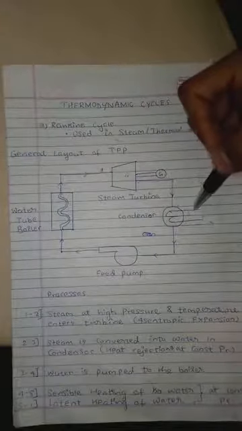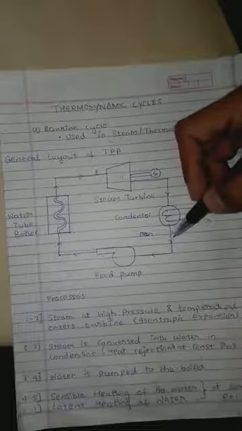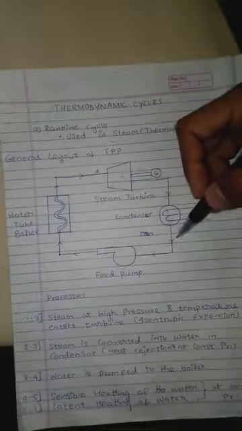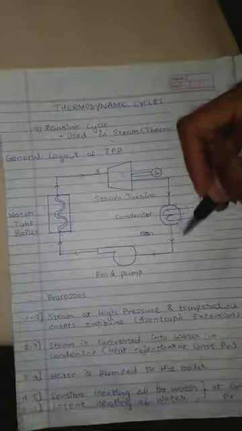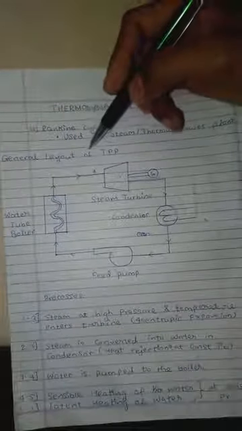Condenser is basically a heat exchanger where the heat exchange takes place between the hot steam and the cold water, which is continuously circulated from the cooling tower, and at the exit of the condenser you will see the pure liquid or pure water without any moisture content. So again this water is pumped to the boiler, and the cycle goes on continuing. Hope you understood this general layout of thermal power plant.